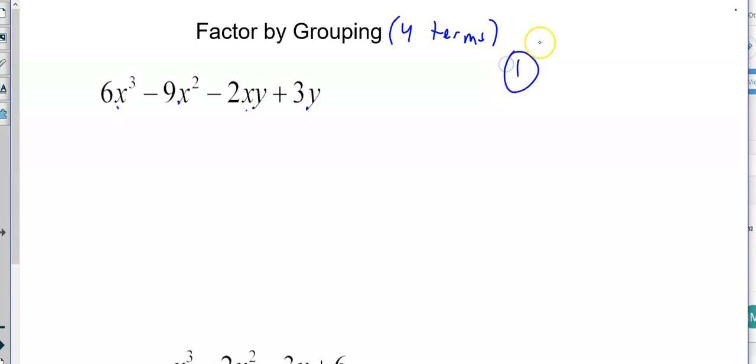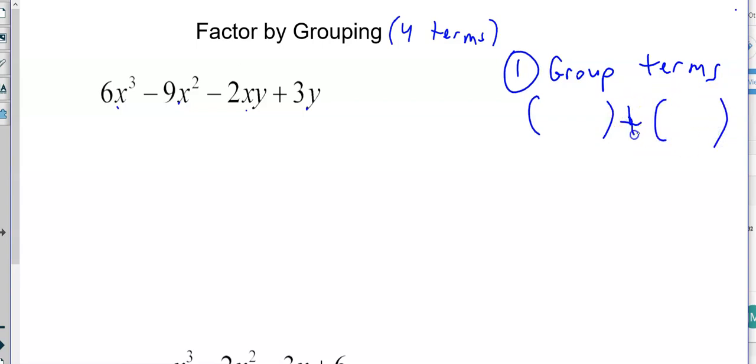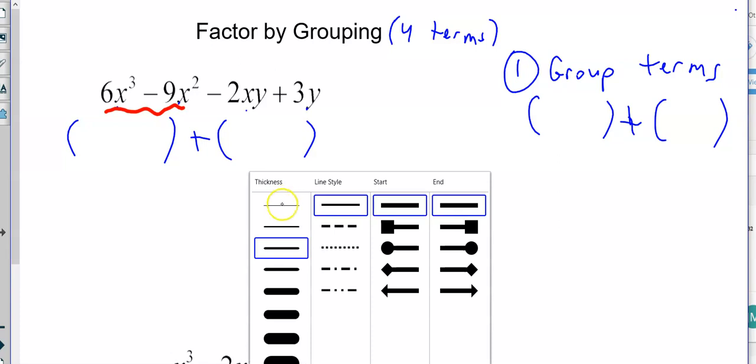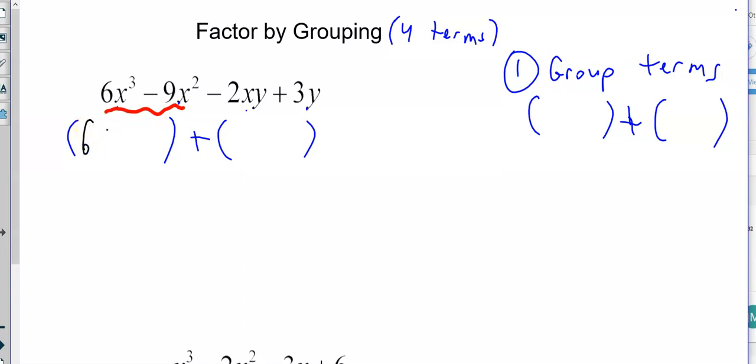So the first step would be to group the terms into two groups of two terms. So like two in the first group plus two in the second group. There really needs to be a plus in between the two groups. So what I do is whatever is inside of there goes inside that first parentheses. I don't change the sign of anything, in other words, when I do this. So this would be 6x cubed minus 9x squared. The sign did not change.